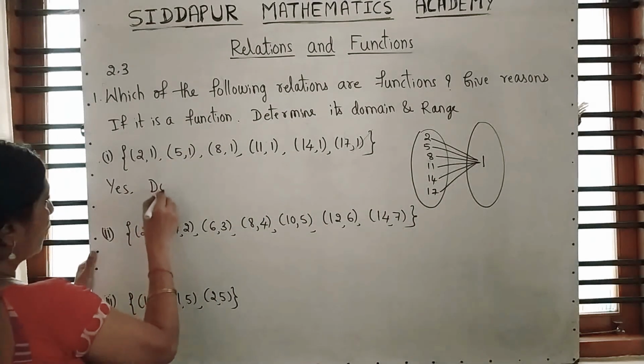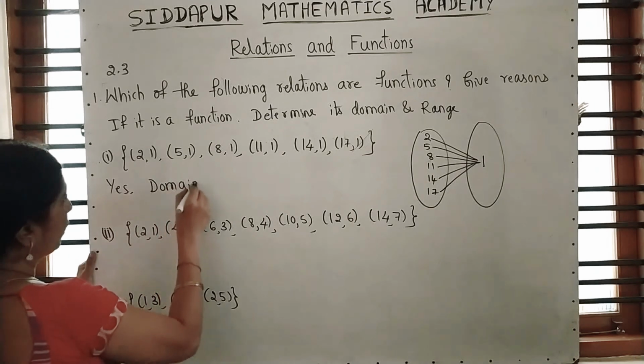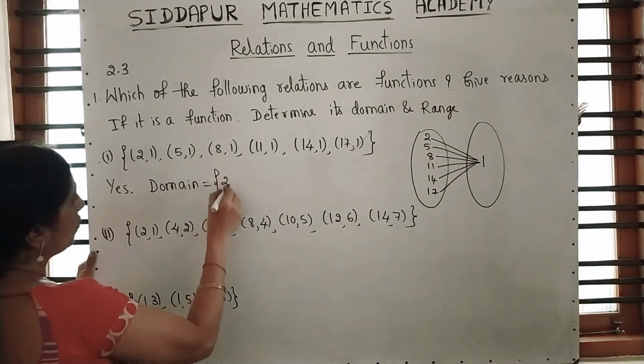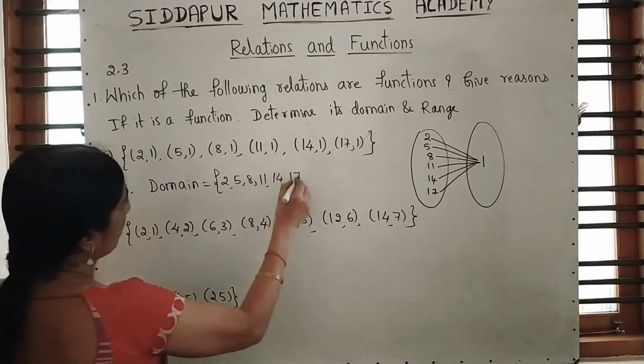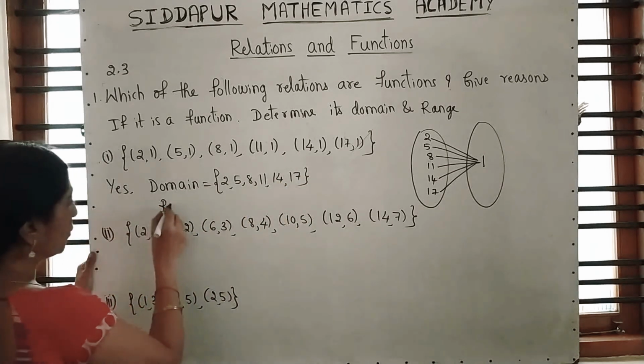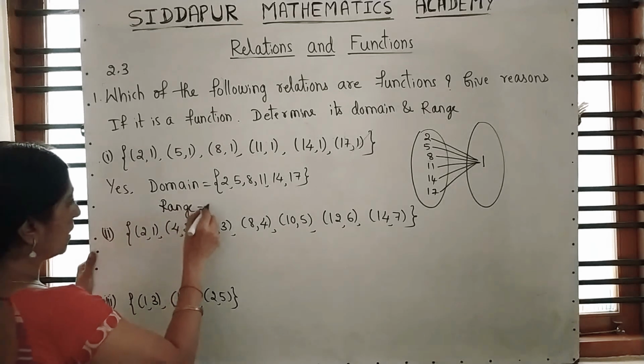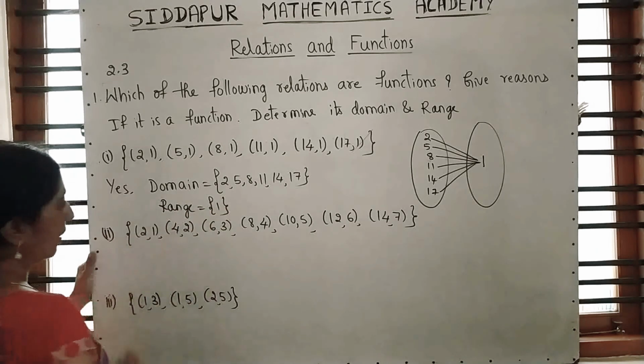Then write down the domain. Domain is nothing but the first set: 2, 5, 8, 11, 14, 17. And range means it is from the second set. In the second set we have only one element.